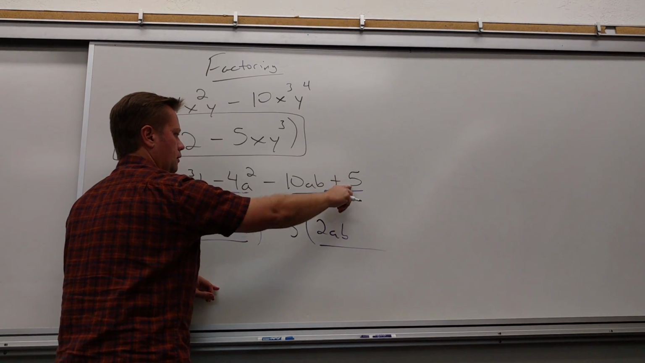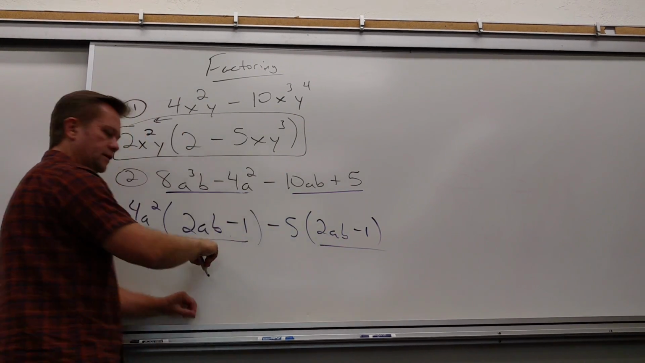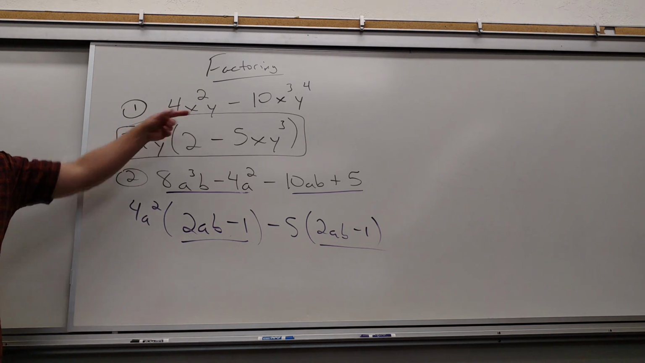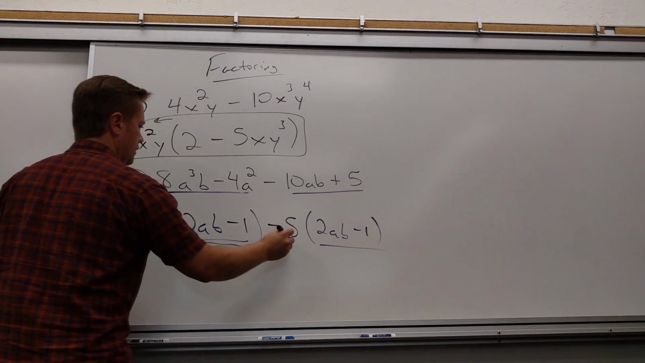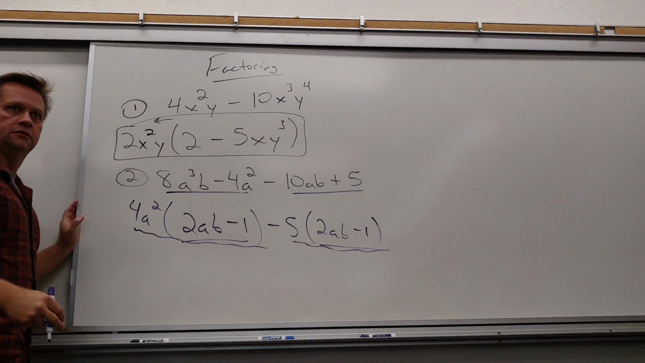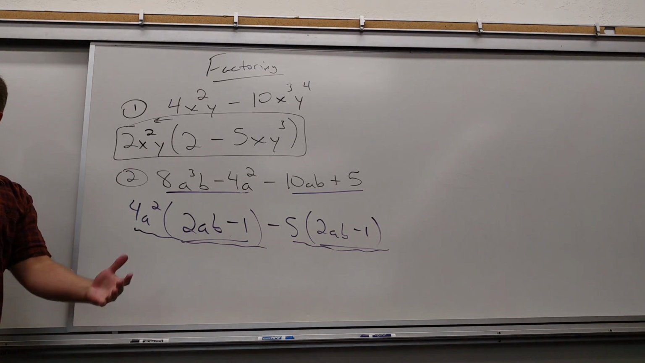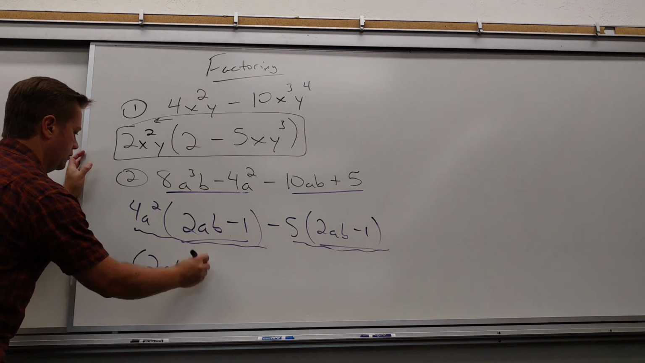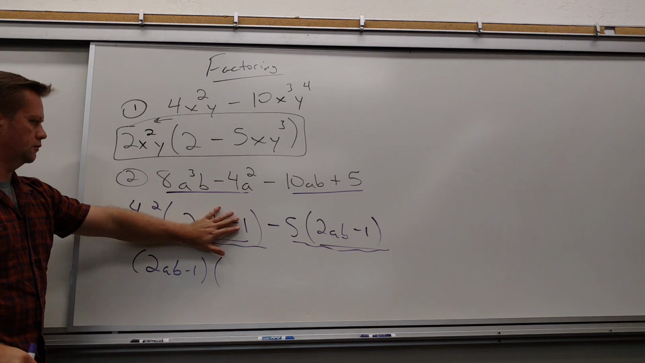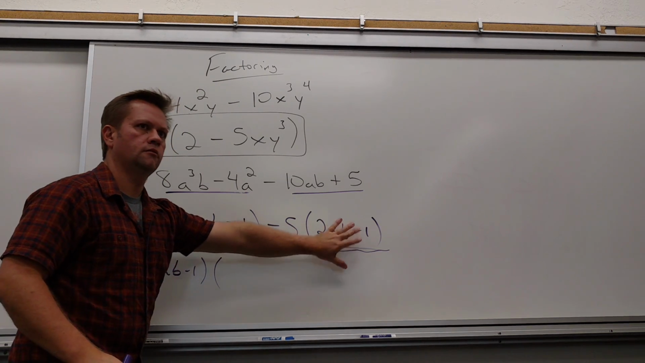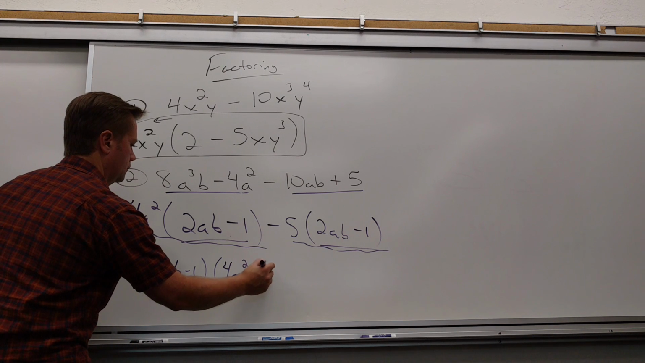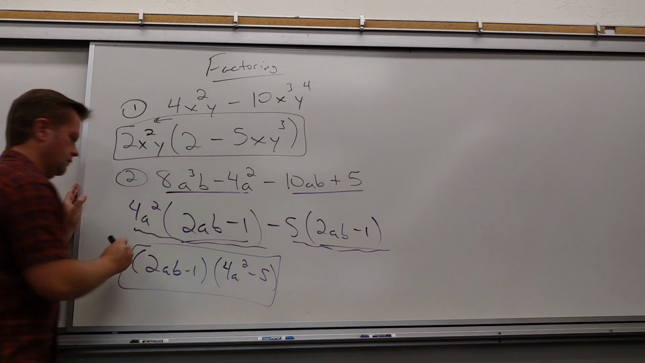2AB. Minus 1, thankfully that's the same. So I can do the last step. And the last step is the same as this. What do this guy and this guy both have? 2AB minus 1. 2AB minus 1. I like it. So 2AB minus 1 comes out, and then I'm left with 4A squared minus 5. Minus 5. Sure.